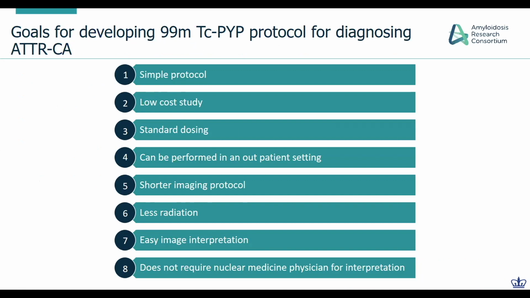So based on that, we decided to develop a protocol for PYP imaging, but our goals were to have a simple protocol, which can easily be performed in an outpatient setting. And it has to be a low-cost study. And instead of having the nuclear cardiologist decide what dose to give, we wanted a standard dosing, so everyone gets the same dose. And also we wanted a shorter protocol, so the patient doesn't have to stay in the center for about 4 hours. And also less radiation for the patients and easy image interpretation.